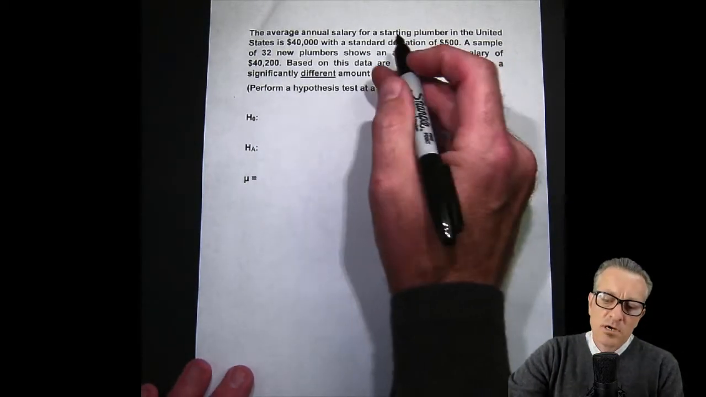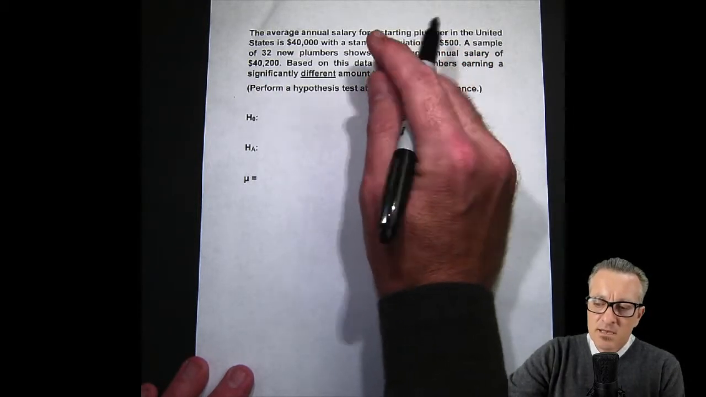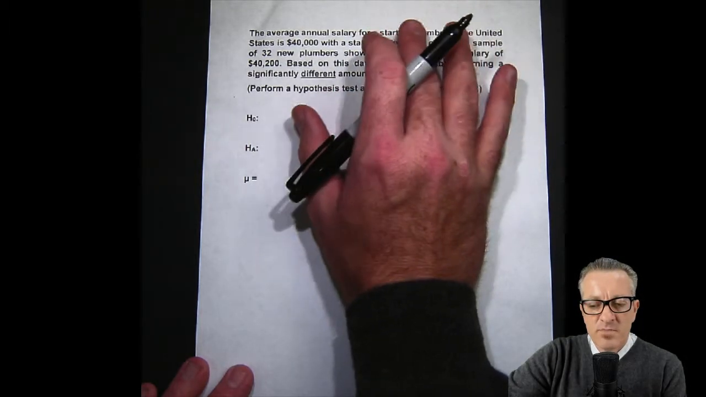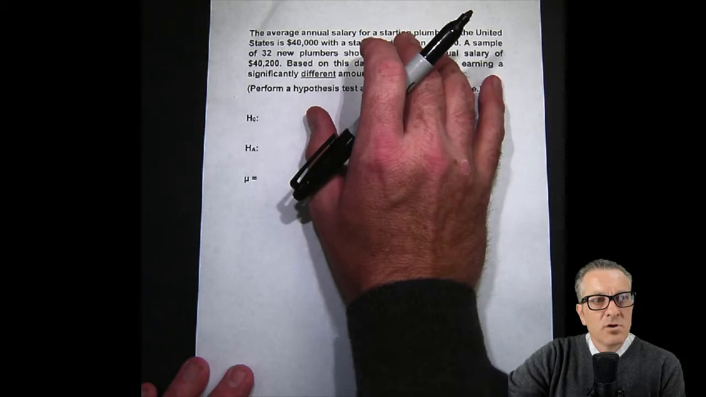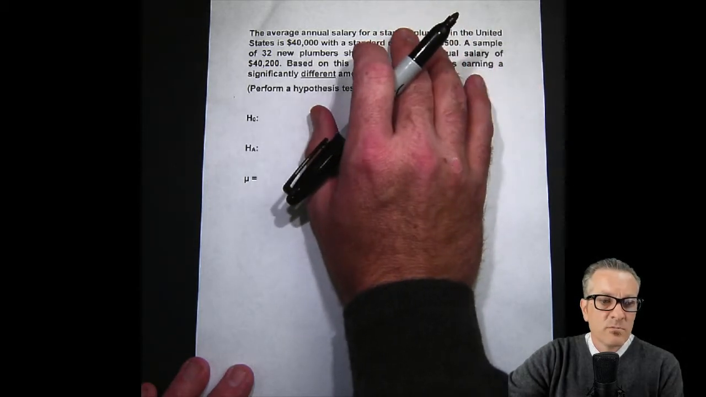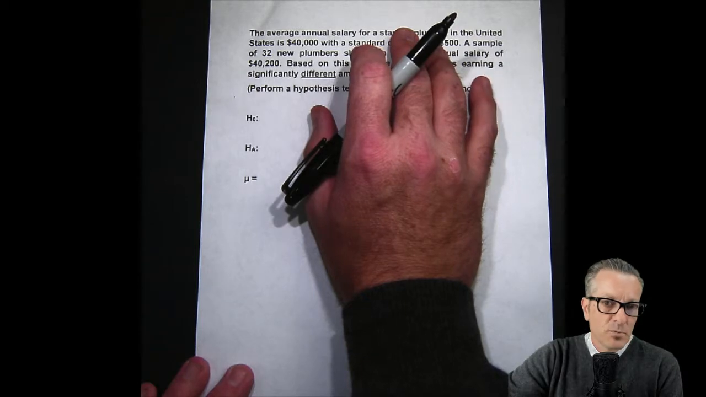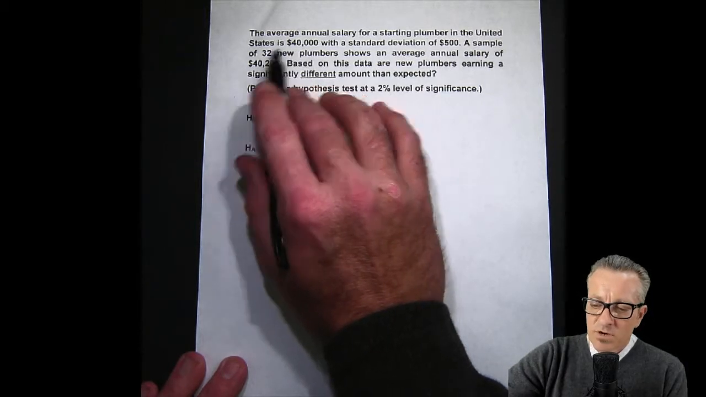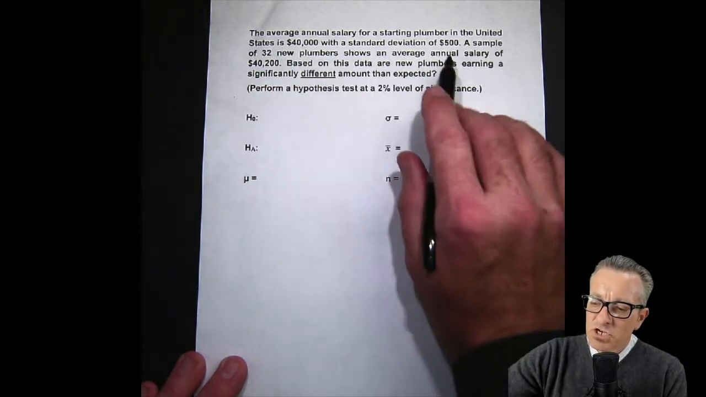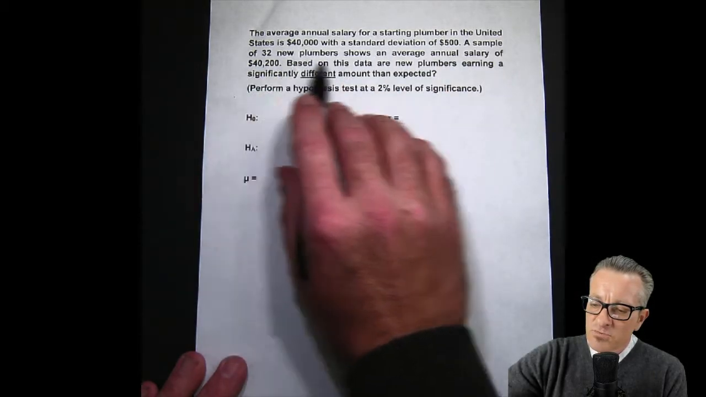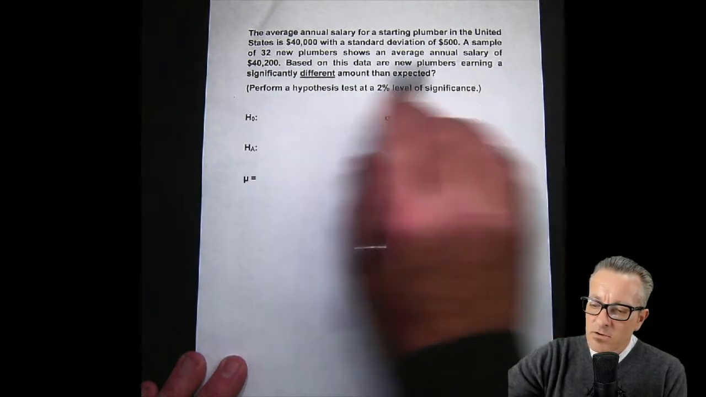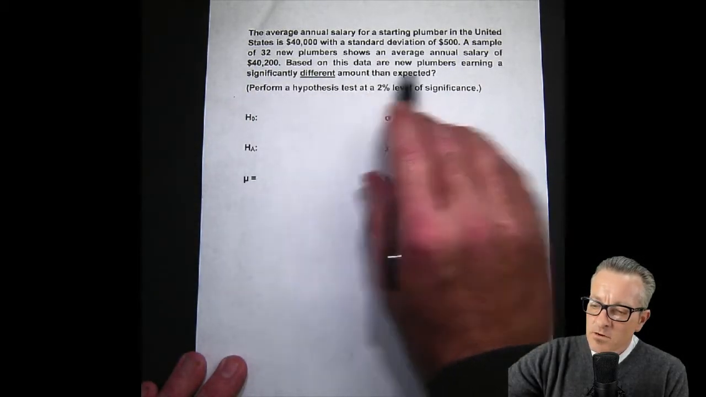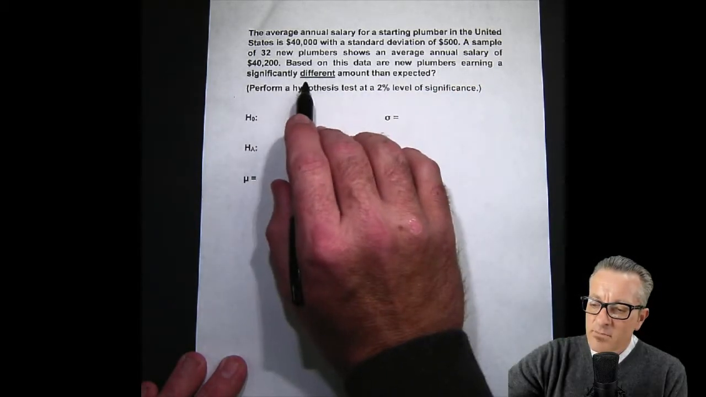This is very similar to a previous question, except this time it's set up in a way that we're not sure if they're making more or less. So you might do a two-tail type of test when we're not sure what the results are actually going to be like. So the average annual salary for a starting plumber in the United States is $40,000 with a standard deviation of 500. A sample of 32 new plumbers shows an average annual salary of $40,200. Based on this data, are new plumbers earning a significantly different amount than expected?